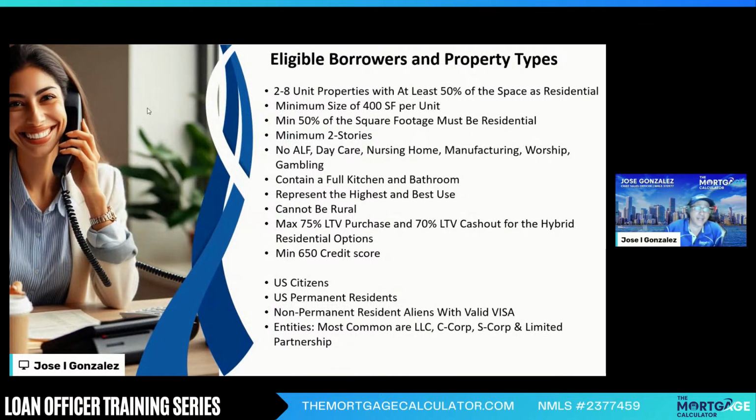So I already hinted on it, but let's talk about eligible borrowers and property types. Now, I already mentioned 2 to 8 unit properties with at least 50% of the space as residential. Minimum of 400 square foot per unit. Can't have little tiny units. Each unit needs to have a full kitchen and bathroom. It can be a studio, but a studio has a full kitchen and a bathroom.